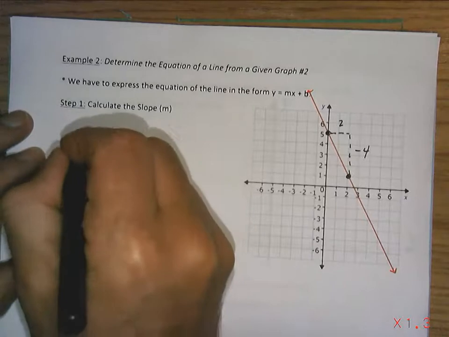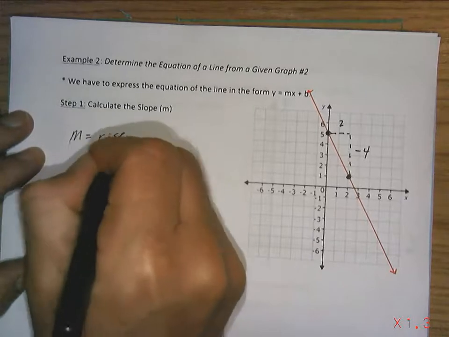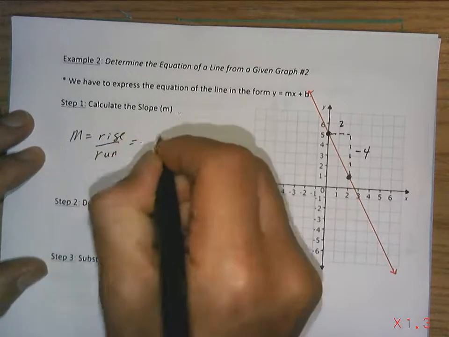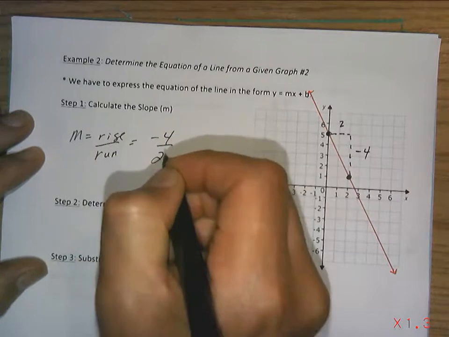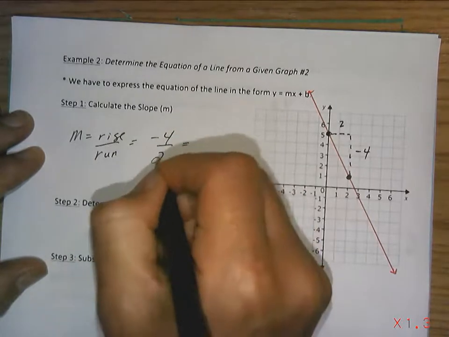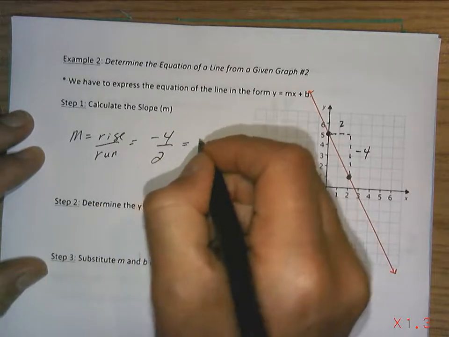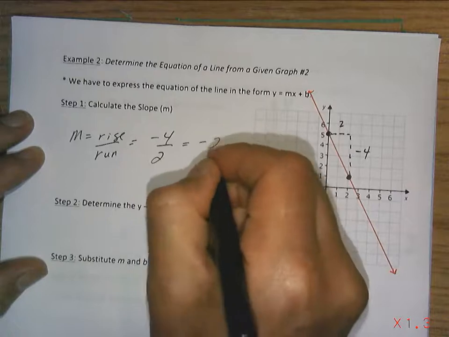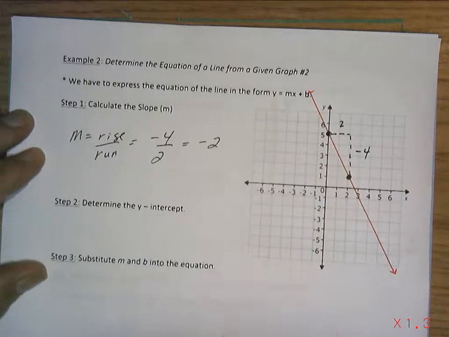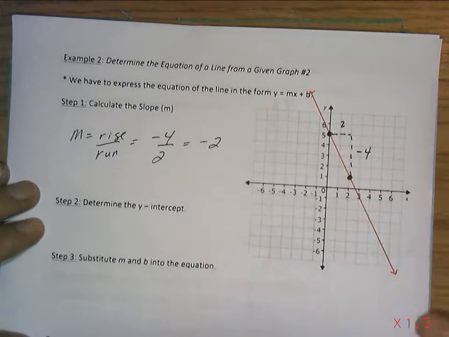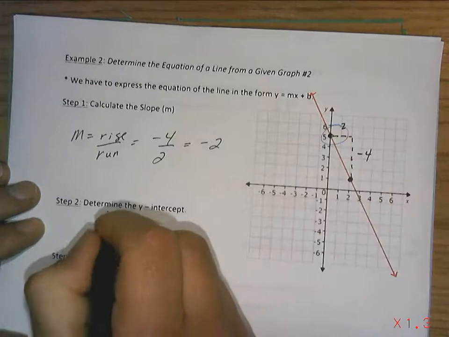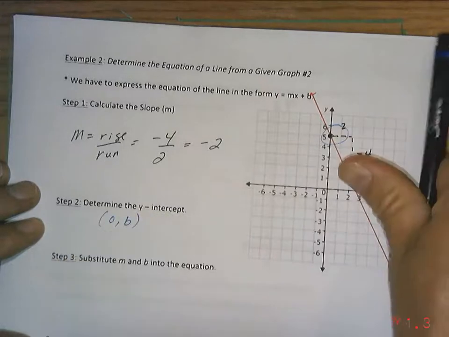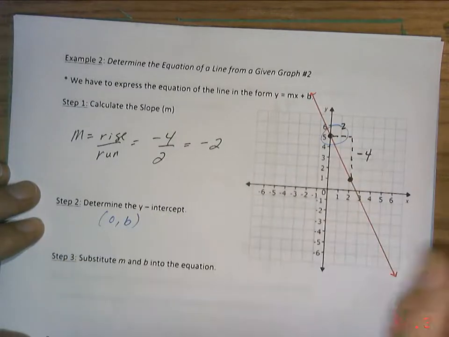So my slope, which is rise over run, is going to be negative 4 over 2. Now remember that 4 has a 2 times 2 in the top of it, so that whole thing can be reduced to negative 2. Determine the y-intercept. Well, the y-intercept is going to be at 0, b, so our b value in this case is 5.